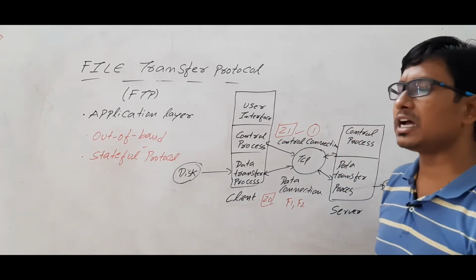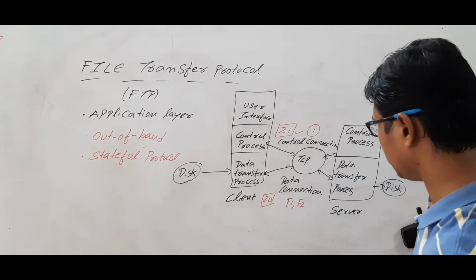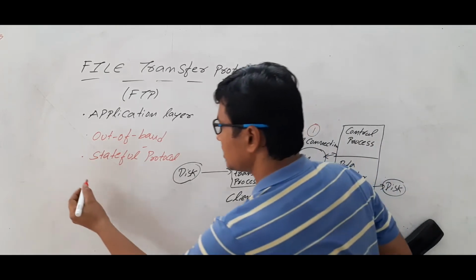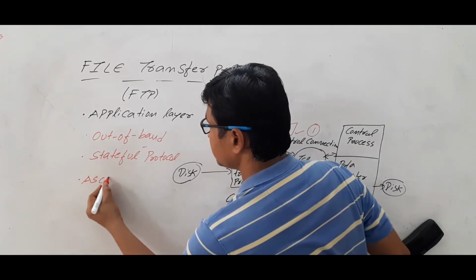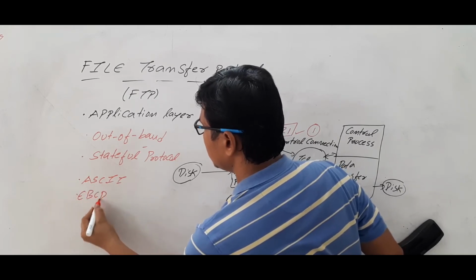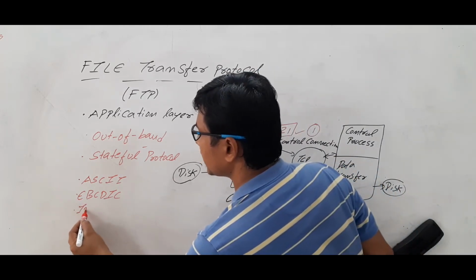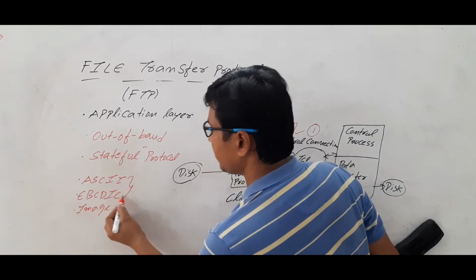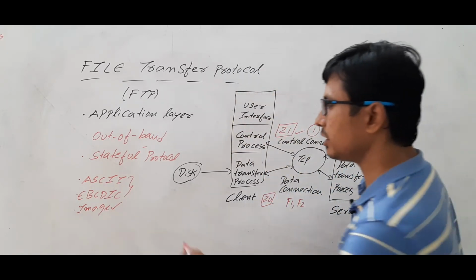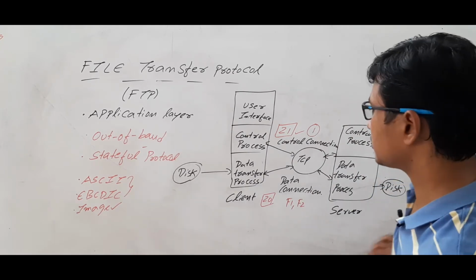Now you can ask me what kind of data we can send by using FTP. We can send three types of data: ASCII data, EBCDIC data, and image files. So we can send text files and also image files. This is important: we can send text and images using the file transfer protocol.